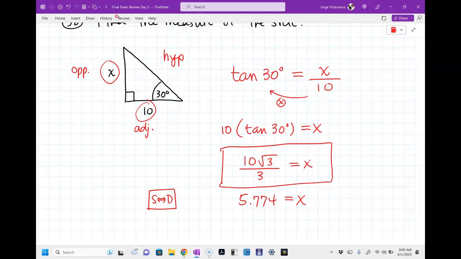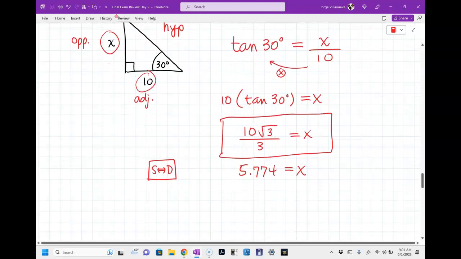So when you take trig, you'll be able to get that answer without it because you'll know that tangent of 30 degrees is radical 3 over 3. And then if you just multiply radical 3 over 3 times 10, you get 10 radical 3 over 3. So you'll know how to do that by hand when you take trig. Okay, you don't need a calculator for that.